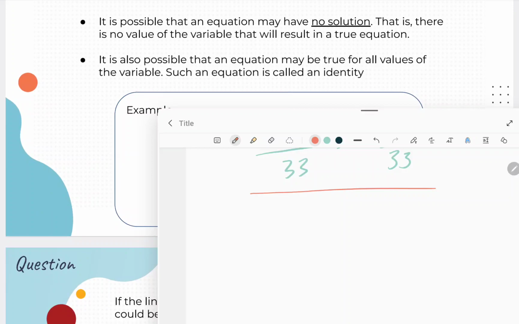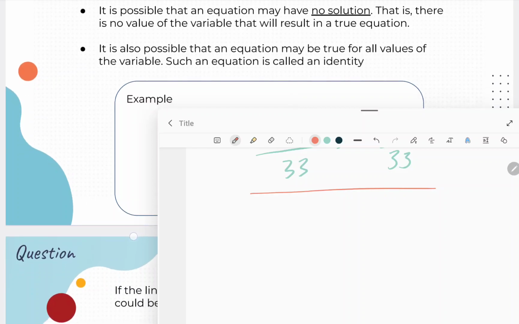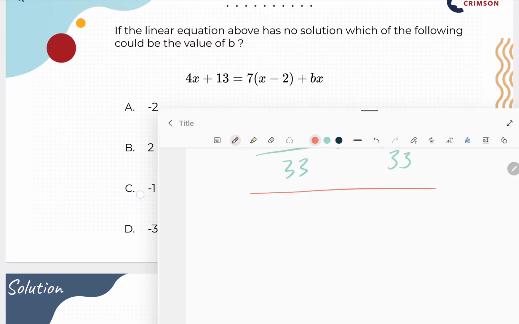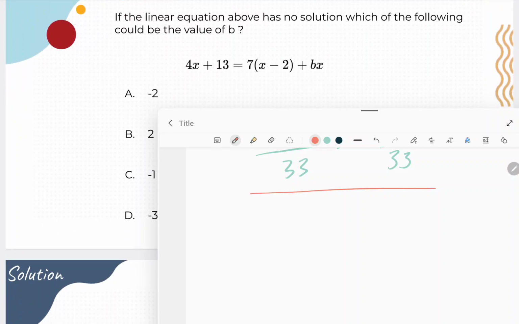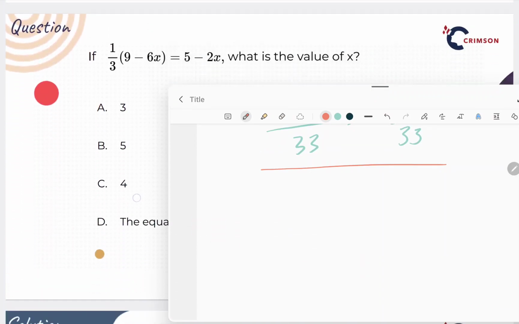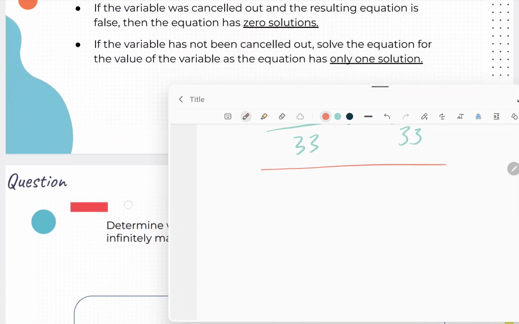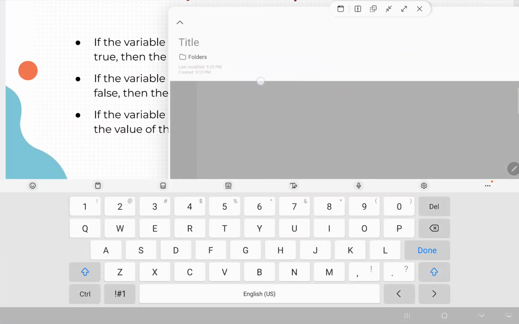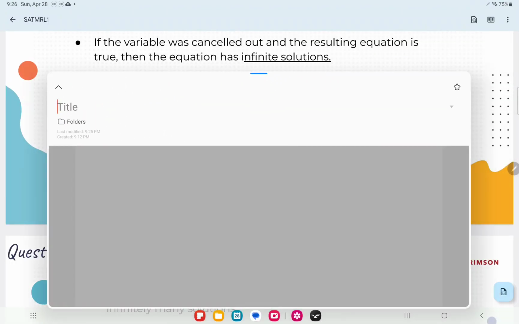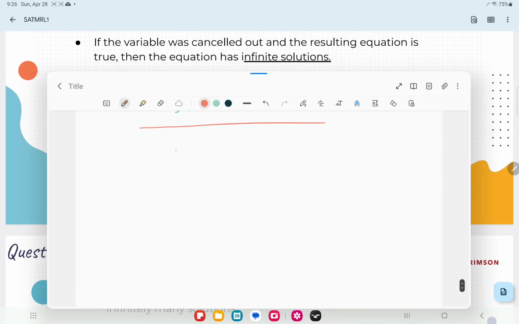Now, it is possible that an equation may have no solution. That is, there is no value of the variable that will result in a true expression. Now, what do I mean by this? So, before we solve this one, I want to move here so that I can explain it better. Now, if the variable was cancelled out. So what do I mean by variable? In 2x, x is a variable. 2 is just a constant that's multiplied by x.